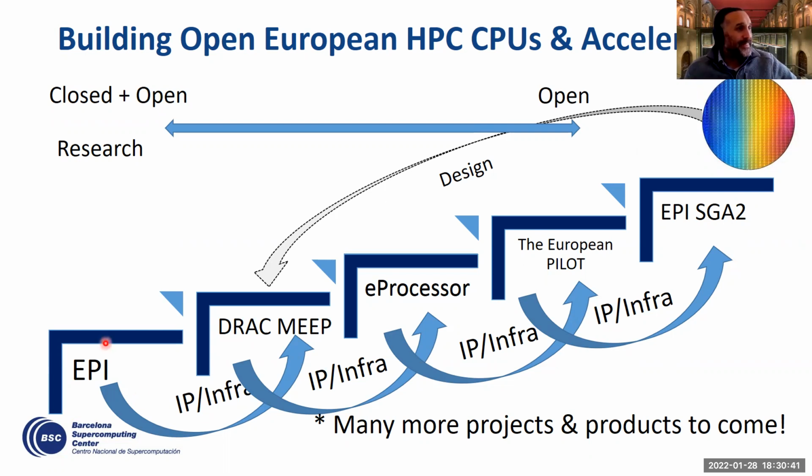So the MEEP project is a FPGA emulation platform, large scale. We have an out-of-order processor project called eProcessor, and these are either Spanish or EU projects that are funded by Horizon Europe or the EuroHPC joint undertaking. There's a European pilot, which is building two different types of RISC-V accelerators. One is a vector accelerator. The other is a stencil and machine learning accelerator. There's the second phase of EPI, the European Processor Initiative. All of these things are combined to create IP infrastructure today.